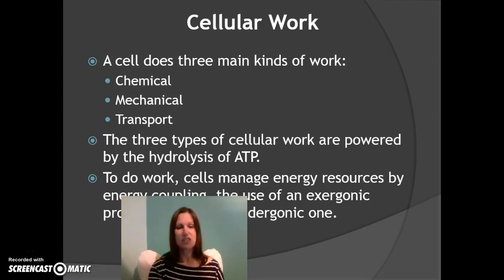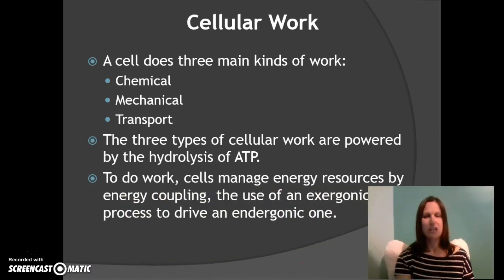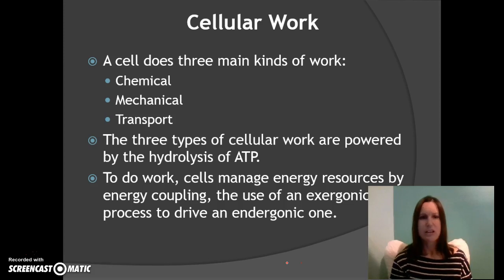So when we say energy gets released, for what? Well, here's what. That ATP, that major currency, allows the cell to do 3 main types of work: chemical, mechanical, and transport. And these three types of cellular work are all powered by the hydrolysis of ATP, ATP being broken down in the presence of water.